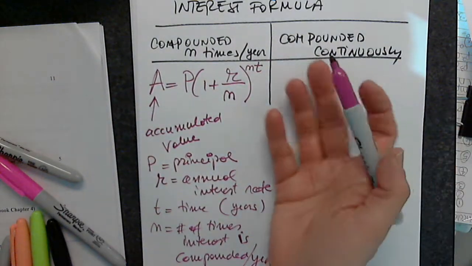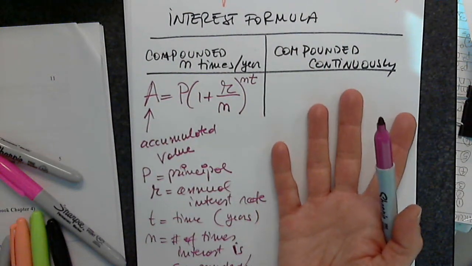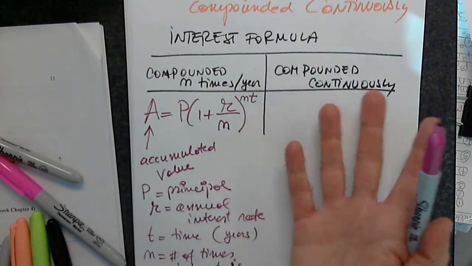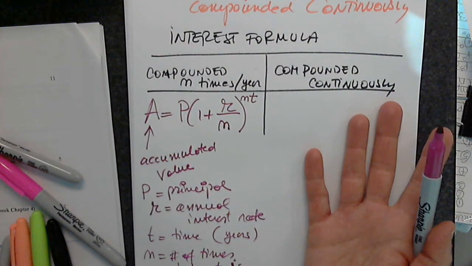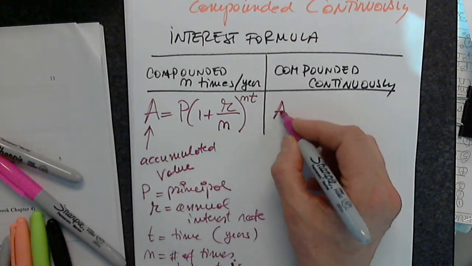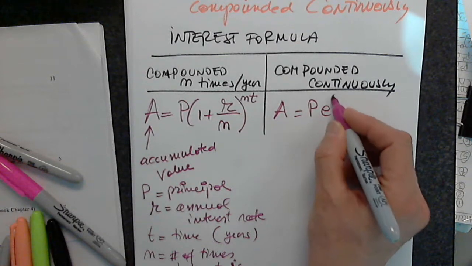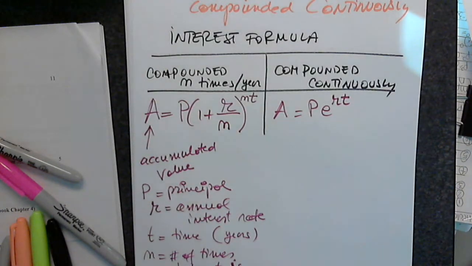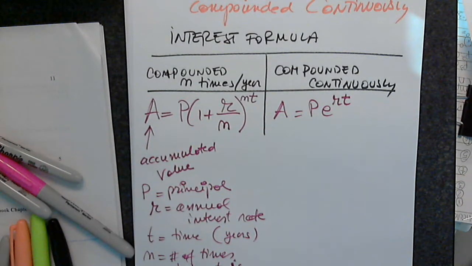Good. In the event in which the bank is compounding the interest continuously, then the formula is A equals P times e to the RT. P is still the principal, R is still the annual interest rate, and T is still the time in years. Having these two formulas, I can go back and answer the questions. A lot of questions here.